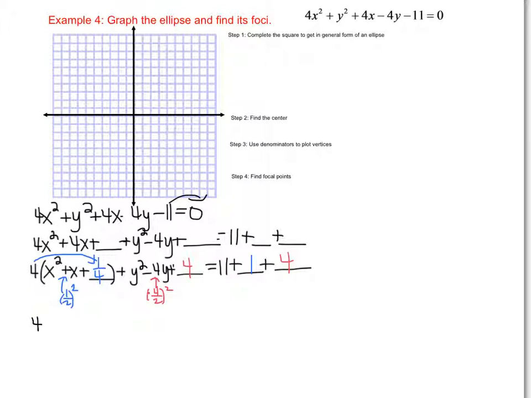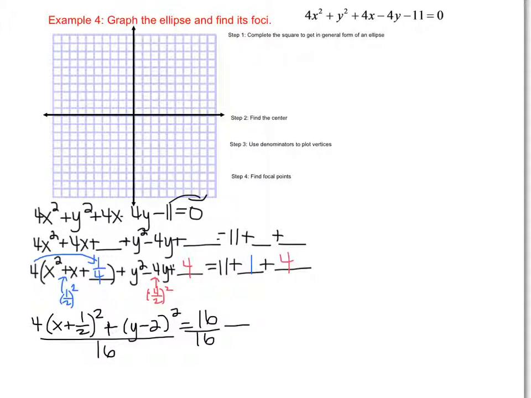So what we have is 4 times the perfect square, x plus 1/2 squared, plus the perfect square, y minus 2 squared, equals 11 plus 1 plus 4, or 16. Now the last thing to do is remember that ellipses are always equal to 1. So what I'm going to do is divide by 16 everywhere to get that piece equal to 1. So let me show that final step just over here.